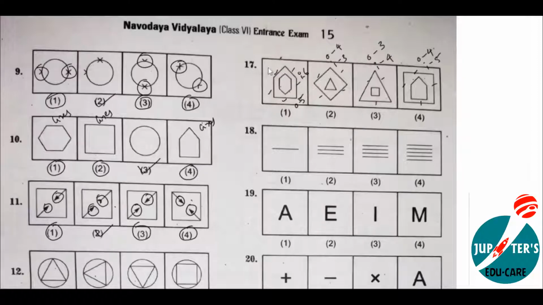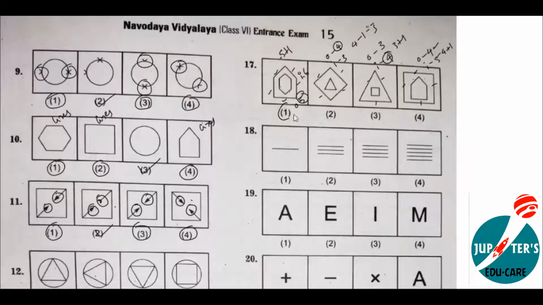If you observe carefully, in option 1, outside is how many? 5 sides. Inside 5 plus 1, 6 sides. In option 3, outside is 3 sides. Inside 3 plus 1, 4 sides. Next in option 4, outside is 4 sides. Inside we have 4 plus 1, 5 sides. But in case of option 2, outside is 4 sides. Inside 4 minus 1, 3 sides.